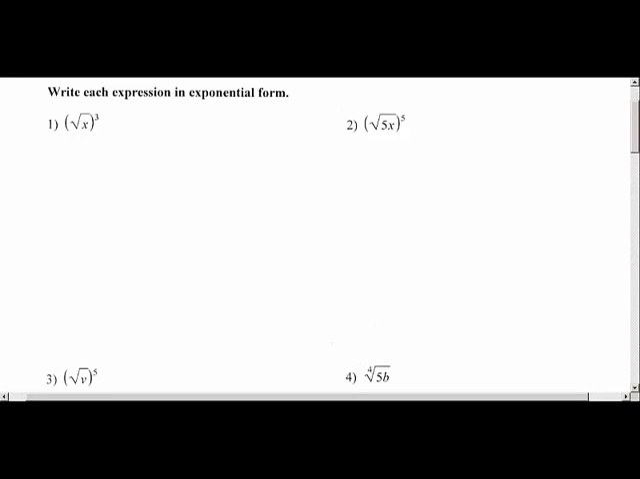Hi there, in this screencast I'm going to solve some of the problems you might see on tomorrow's quiz on higher order radicals. So in the first four problems I'm asked to rewrite a radical expression in exponential form.